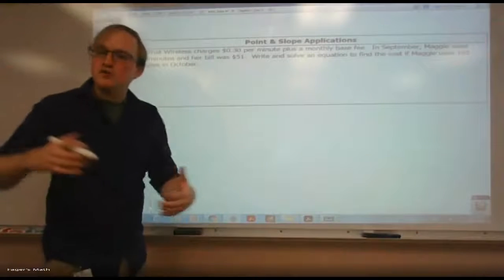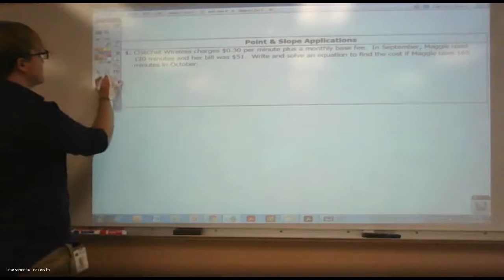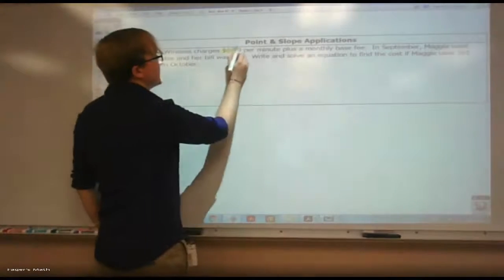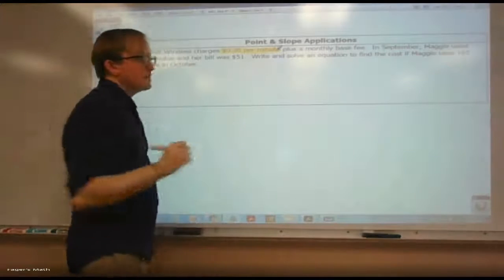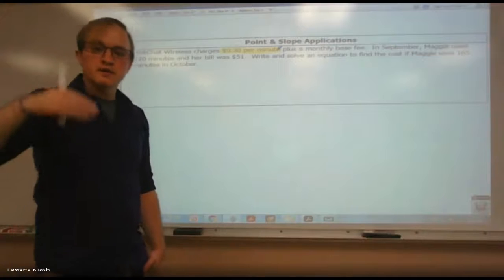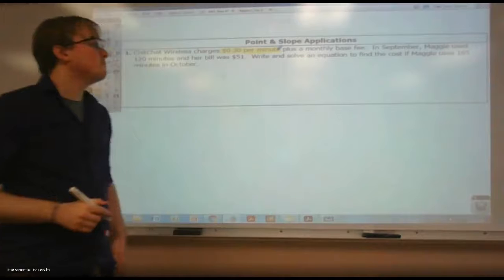Now, normally we might read through the whole thing and start pulling stuff out, but me, I like to pull stuff out as we go. So I'm going to use my highlighter. That's important. 30 cents a minute. That's important because it's a rate. Remember, part of what we do in the linear equation stuff is a rate. Slope is a rate. So this is going to be important to pull out.